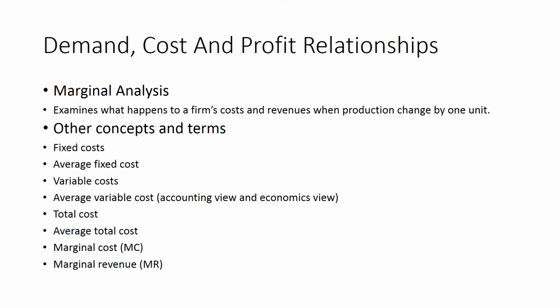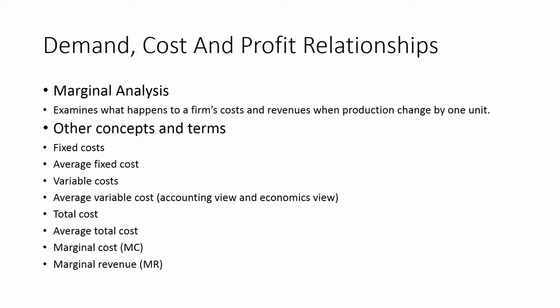First, I want to go over the terms we will use. I'm sure you're familiar with most of these terms. Some of the terms come from accounting, finance, and economics. Marginal analysis examines what happens to a firm's costs, revenues, and profits when we make or sell one additional unit of a product. Fixed costs are expenses that do not change when we change the quantity of goods we produce and sell. Examples include rent and salaries.